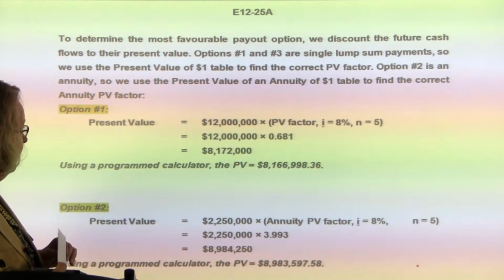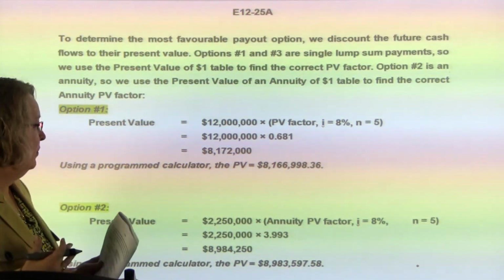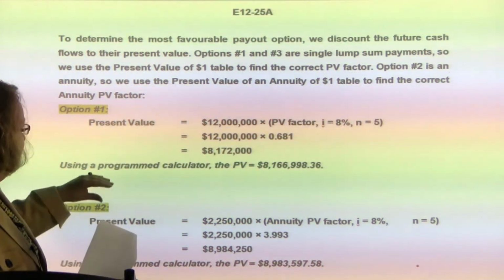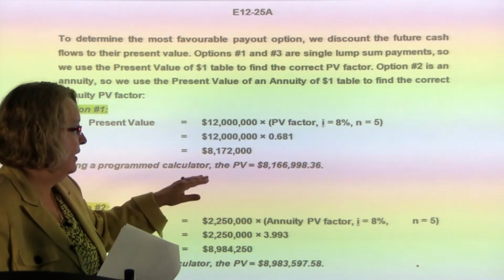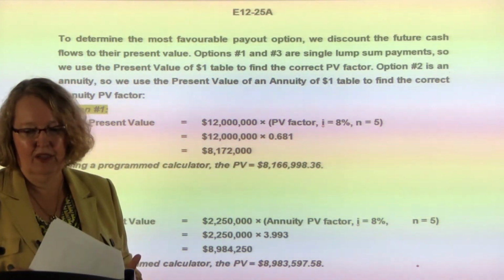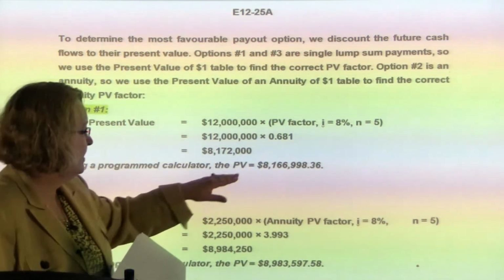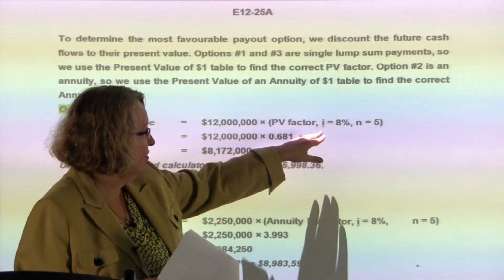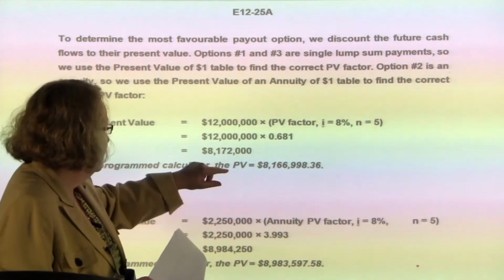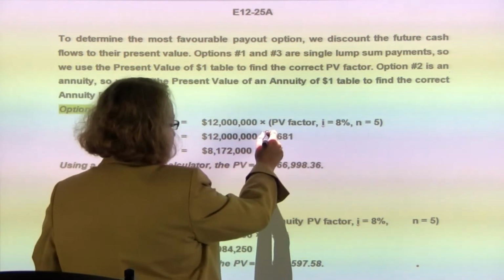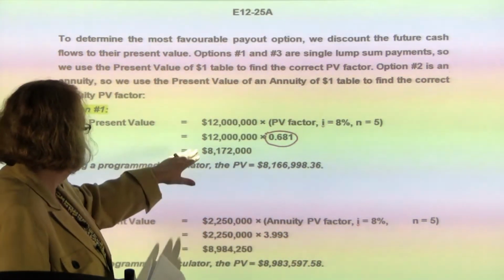So here, what you want to do for the first one is, what is the present value right now if I wait the 5 years to get the $12 million. So here you're given your present value factor, so you've got an interest rate of 8% and the number of periods is 5 years. So you look for the factor in your table for that, 0.681 times your 12 million.